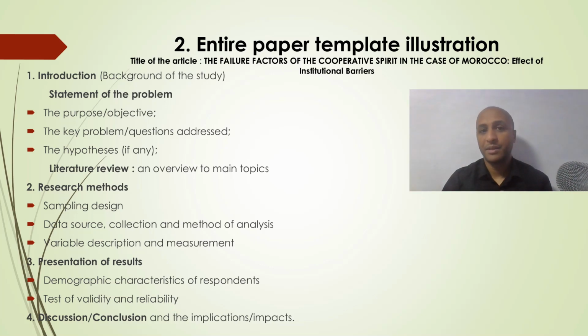3 elements are presented at the level of research methods: sampling design, data source and collection, and the method of analysis, and the variable description and measurement. Concerning the third point, the article shows the demographic characteristics of respondents before presenting the various tests of validity and reliability. Finally, in the discussion point, the article concludes and discusses the implications and the impacts of research.